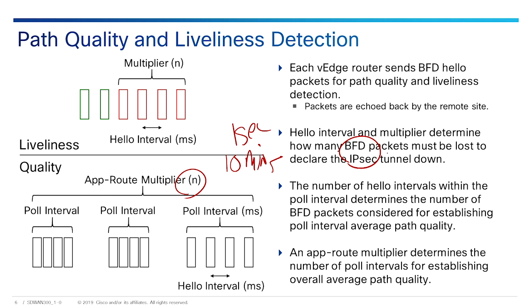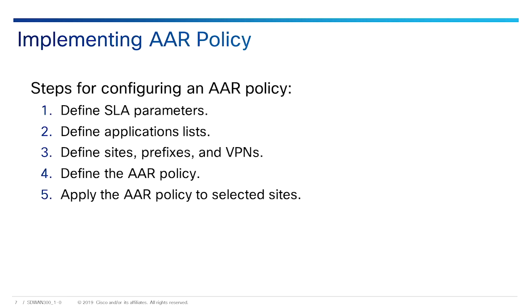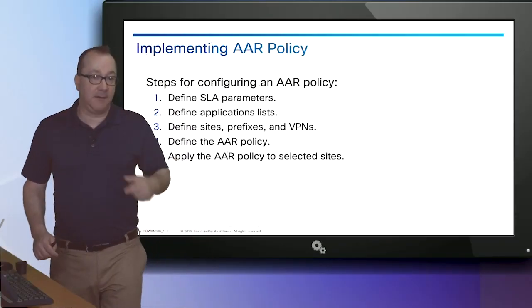All right? So we're going to send a bunch of packets across and get a bunch of packets back. We're going to get a determination of quality based on those responses. Okay? So how do we set this up?